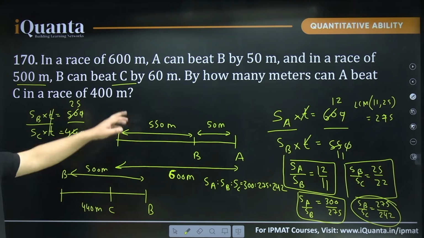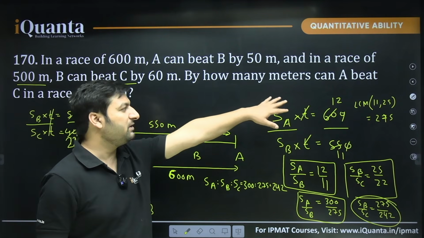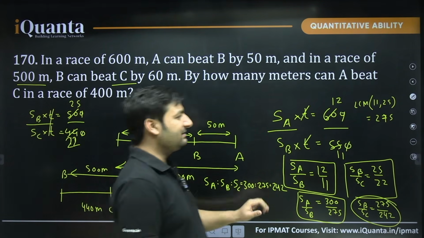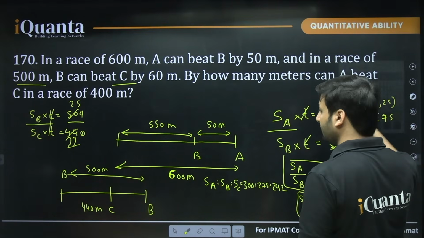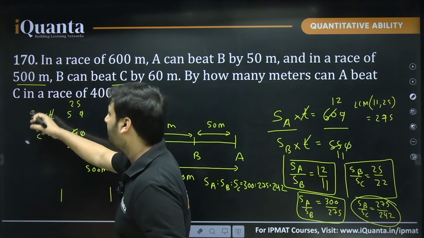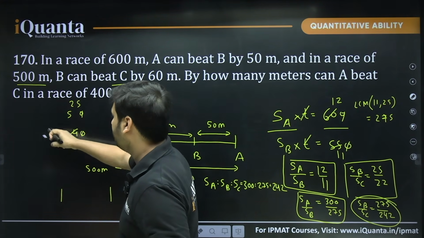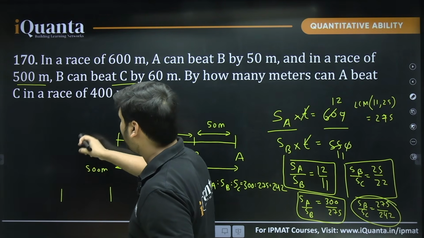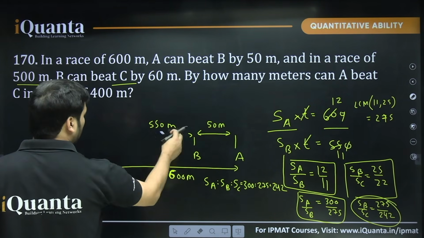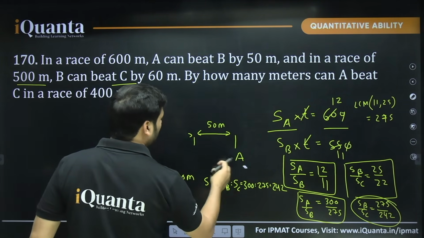Now you just have to deal with by how many meters A can beat C in a race of 400 meters. Let's do this for a race of 400 meters. I hope this part is clear, so I'll just erase this. It's not needed now. You can go back to the explanation if there are any doubts. You might have to watch it a couple of times, and then everything will be clear. Now let's talk about a race of 400 meters.